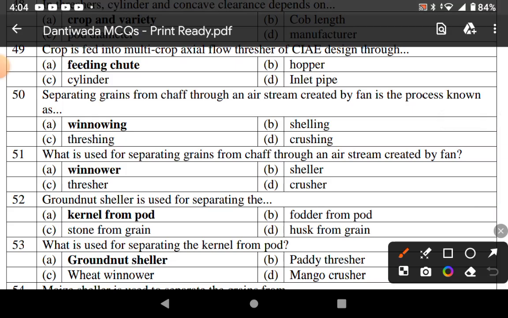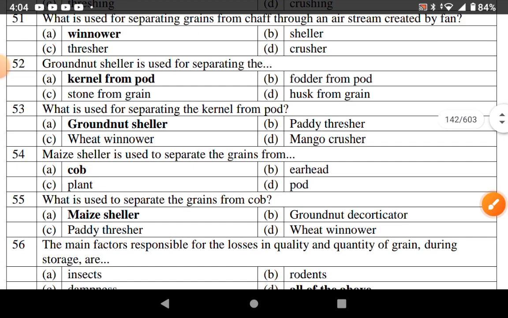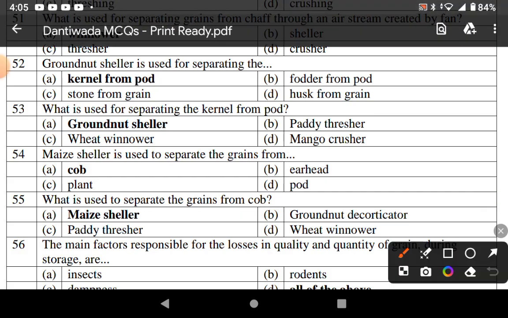Separating grain from chaff through an airstream created by a fan is known as winnowing. What is used for separating grain from chaff through an airstream created by a fan is winnowing. Groundnut sheller is used for separating kernel from pod. What is used for separating kernel from pod is groundnut sheller. Maize sheller is used for separating grain from cob. What is used for separating grain from cob is maize sheller.